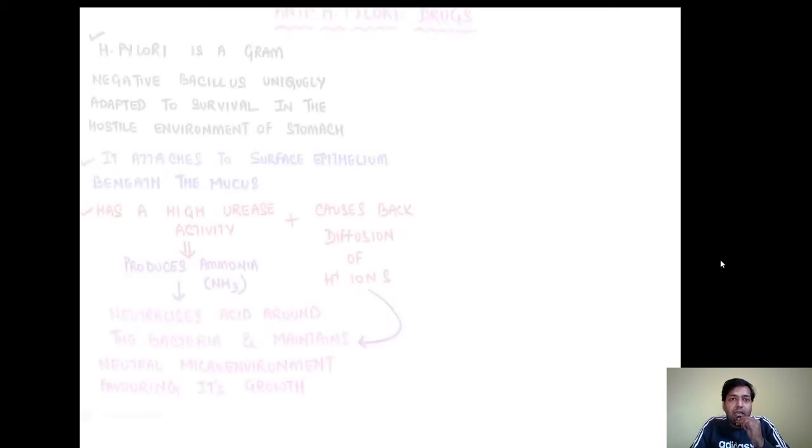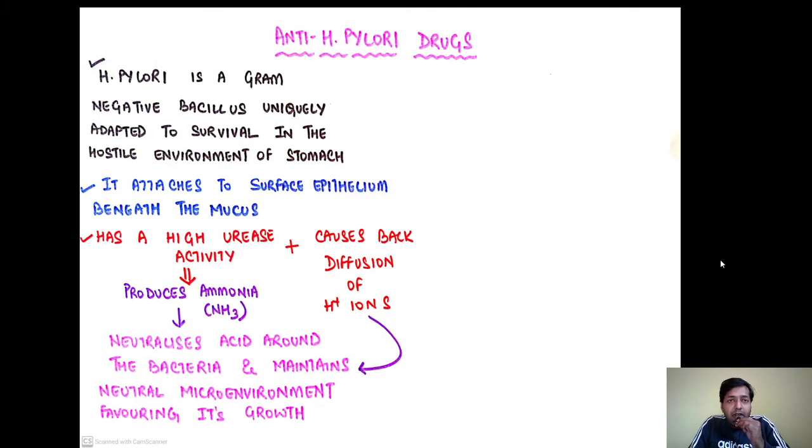So first we are going to discuss the anti-H. pylori drugs. First of all we have to understand a little bit what H. pylori is. It is a gram-negative bacillus which is uniquely adapted to survive in the hostile environment of our stomach. It attaches to the surface epithelium of the stomach just beneath the mucus. The stomach epithelium is there, and just above the epithelial layer you have the mucus. Just beneath the mucus these bacteria are present and they attach to the surface epithelium of the stomach.